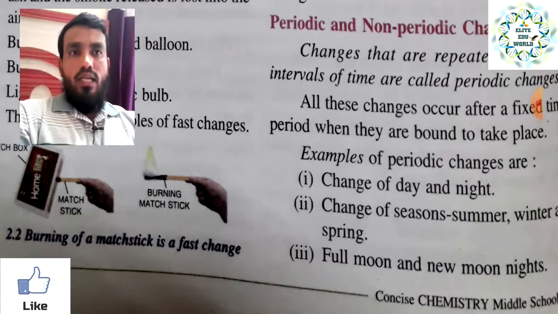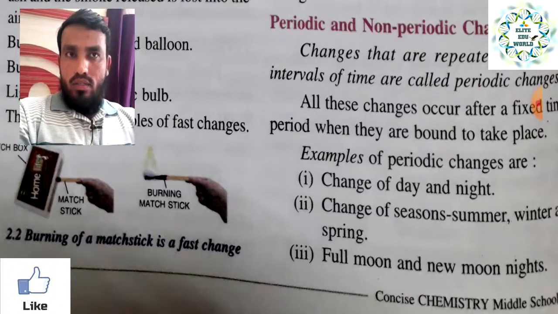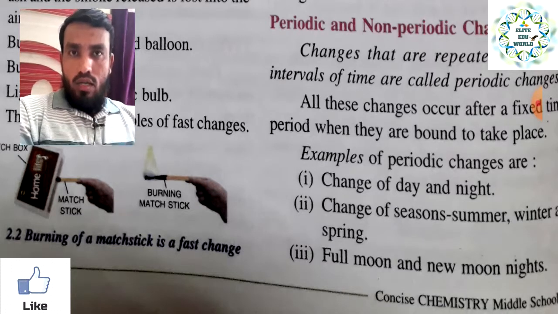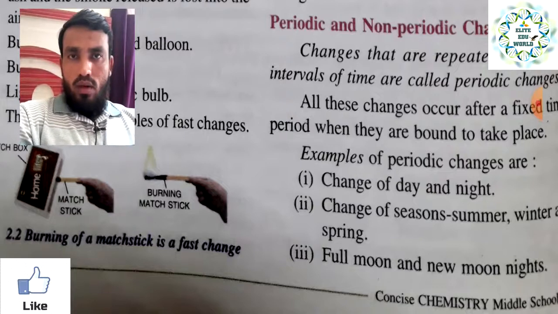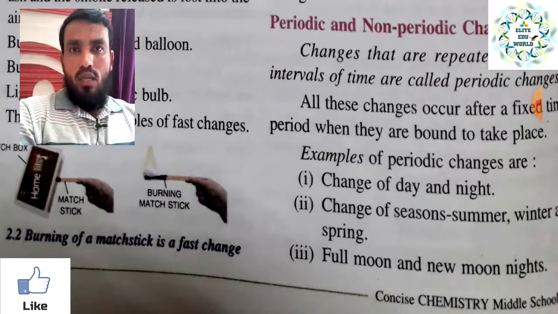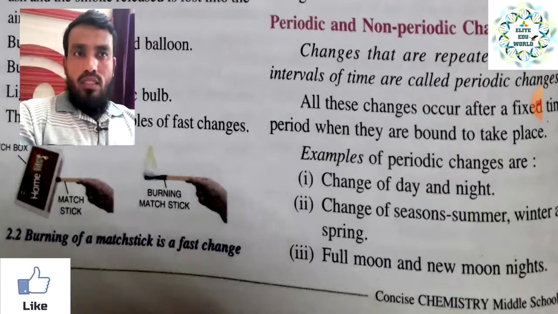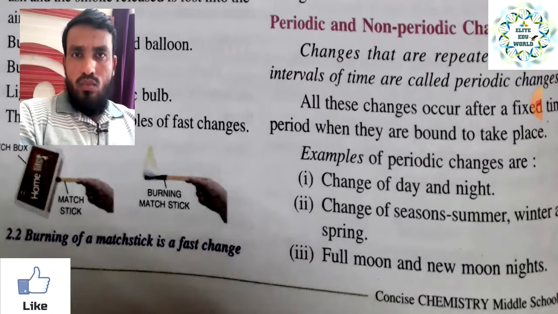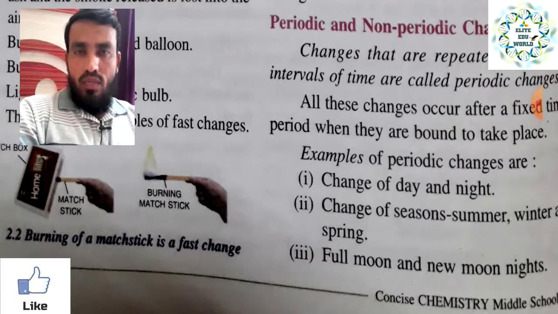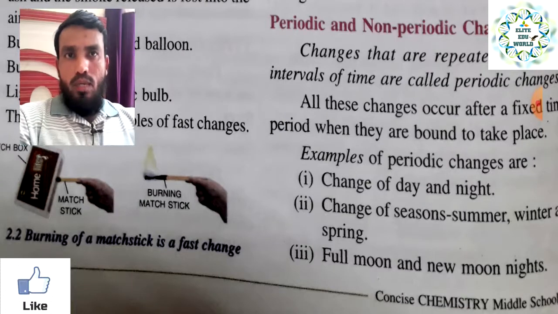The changes that are repeated at regular intervals of time are called periodic changes. It just repeats at a particular time, after 1 minute or after 1 hour, for example. The change repeats itself after a particular time period, so that comes under the category of periodic change, right? All these changes occur after a fixed time period. Like in a school, we have a one-hour, 60-minute lecture, and the bell rings after a fixed time. So that is a periodic change.